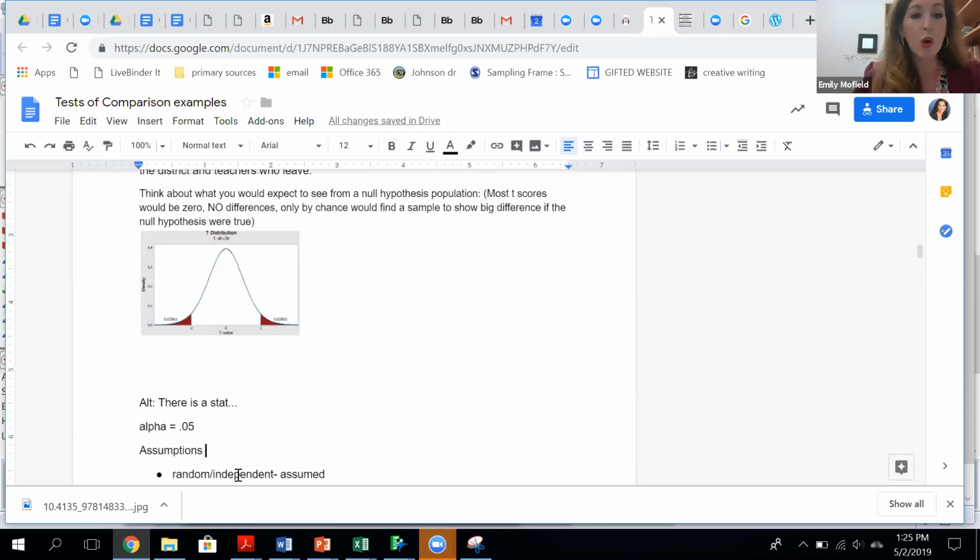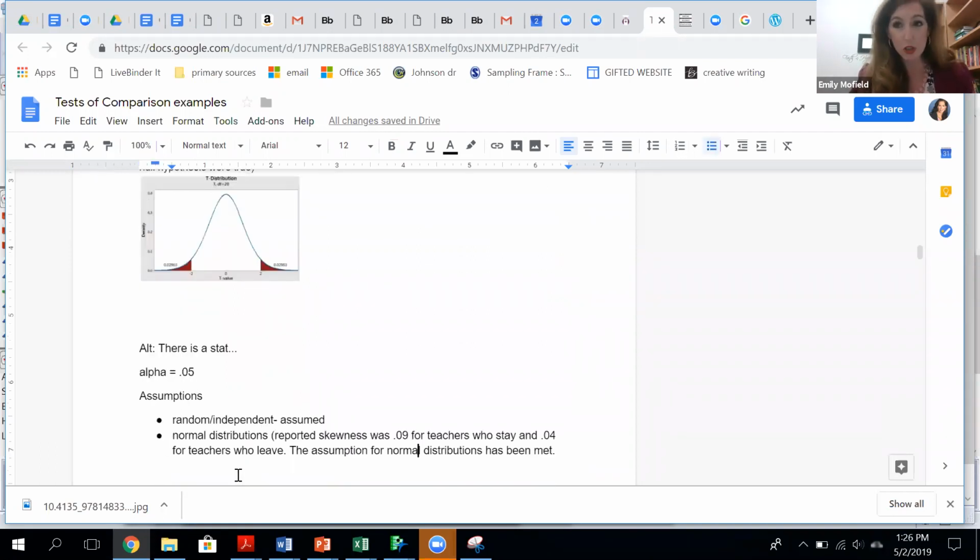I also think it's helpful, as you go through these exercises, to think about what alternative hypothesis you as a researcher expect. Maybe, because you've done the research in the lit review and everything, you expect there to be a difference. So you would say there is a statistically significant difference in evaluation scores between teachers who leave versus teachers who stay. This would be a non-directional hypothesis because you're not saying which group is going to have more and which group is going to have less.